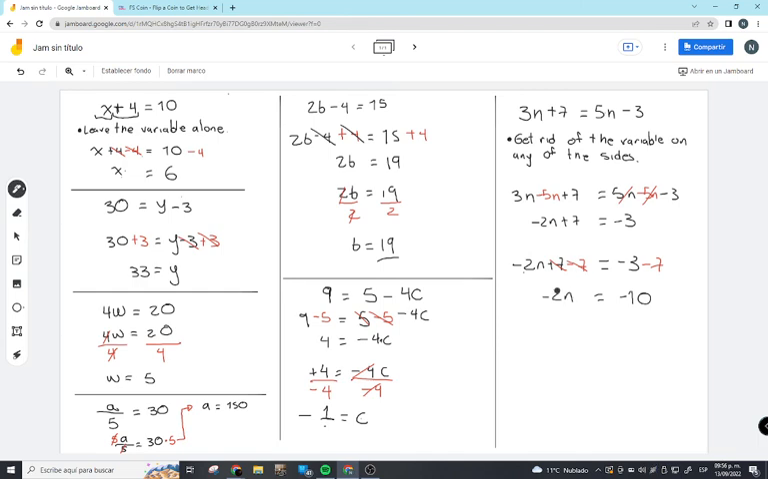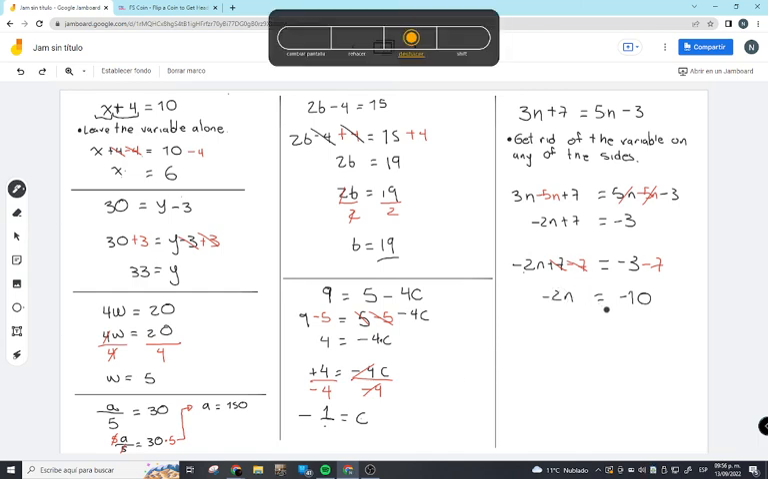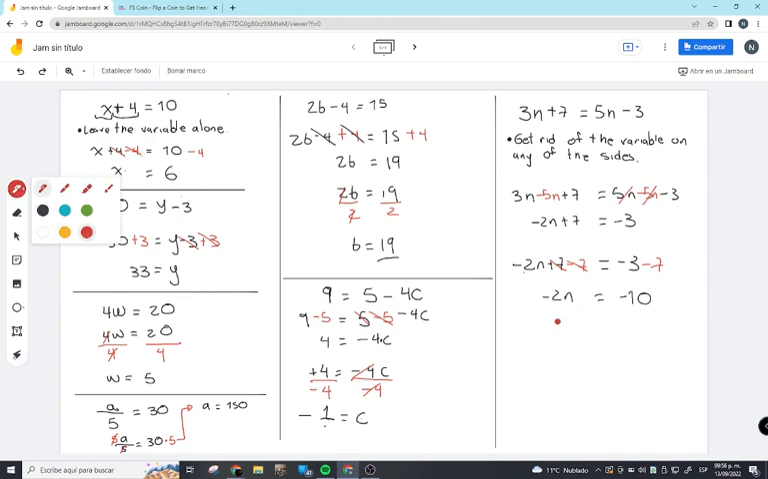Okay, and now we have to get rid of this negative 2. So we get rid of that by dividing by negative 2. Sorry, I did it in the other order. So negative 2n equals negative 10. Remember, we want to leave the n alone. So these two things disappear, and it becomes just n. And negative 10 divided by negative 2.